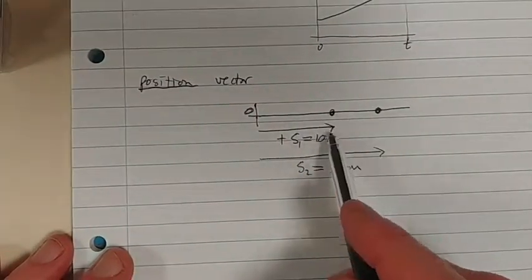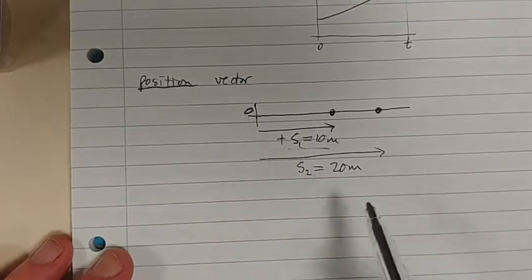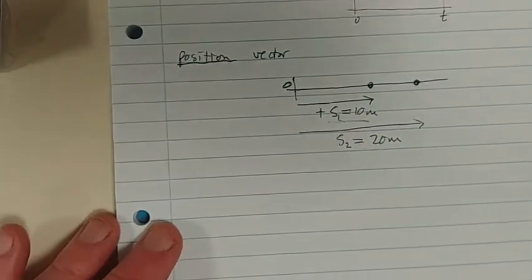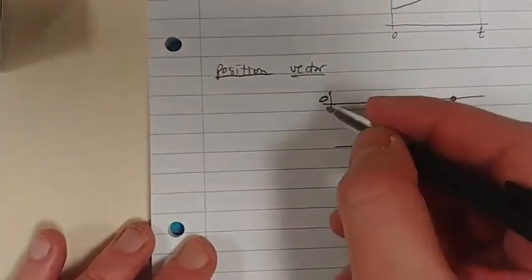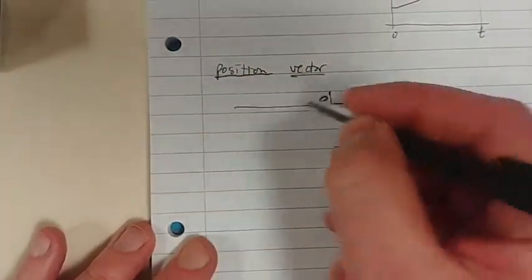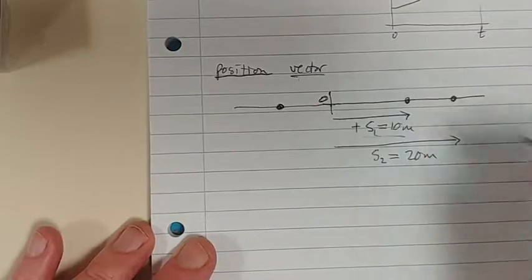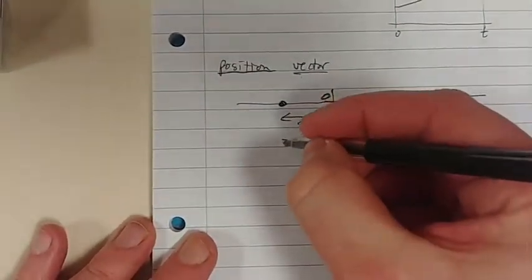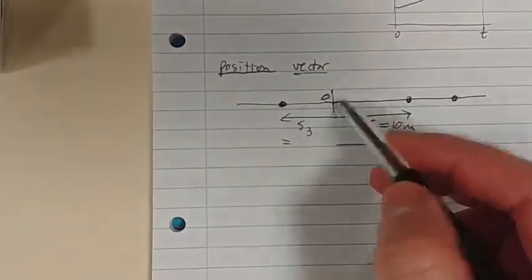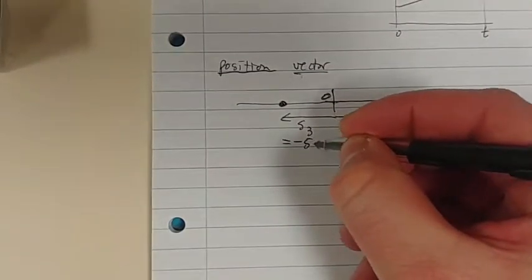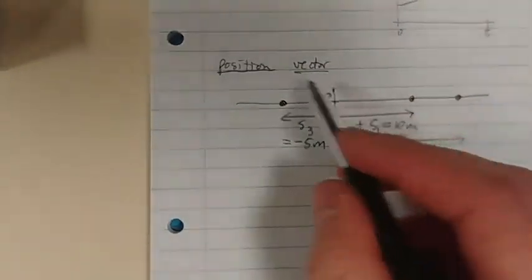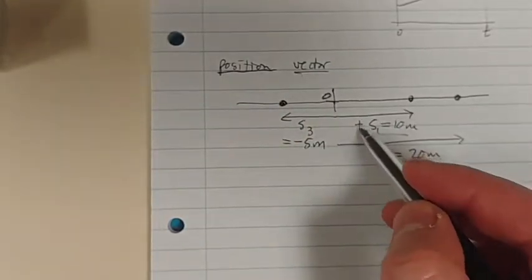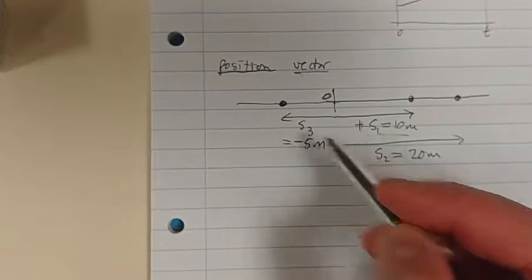All right, so the position is literally just telling us at any point in time what is my position at that moment in reference to some reference point. So at this time, I'm 10 meters from there. At that time, I'm 20 meters. So it's a vector. If the particle was to this side of my origin, say that's S3, and that length was, say, 5 meters, then it would be -5, because position is a vector. So anything to the right would be plus, anything to the left would be minus.